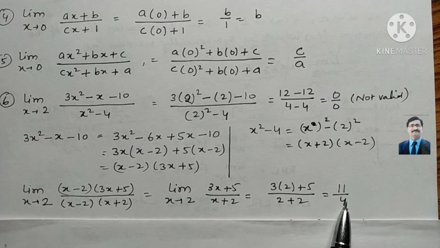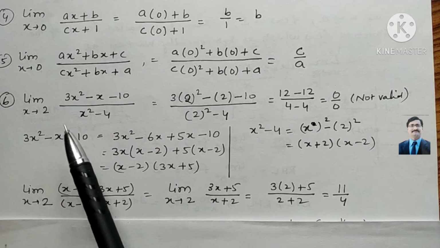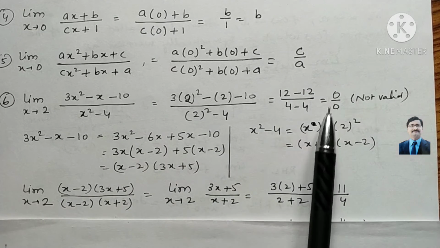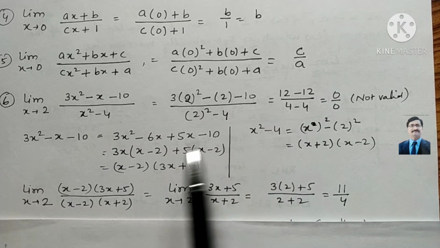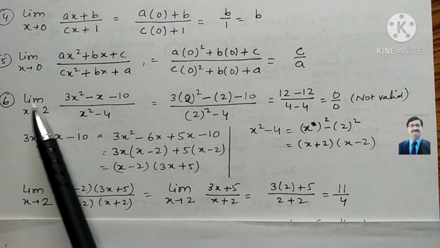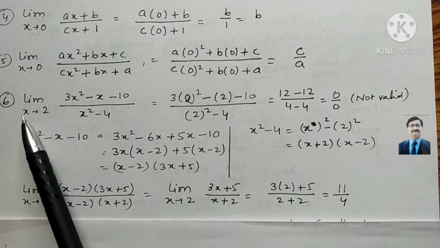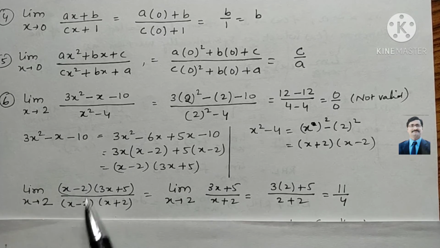Now this 11 by 4 is a valid answer. So if you ever get 0 upon 0 in this type of question, you find the factors and one factor will cancel. Look here, as x tends to 2, x minus 2 cancels. Because of this x minus 2 we get 0 upon 0.